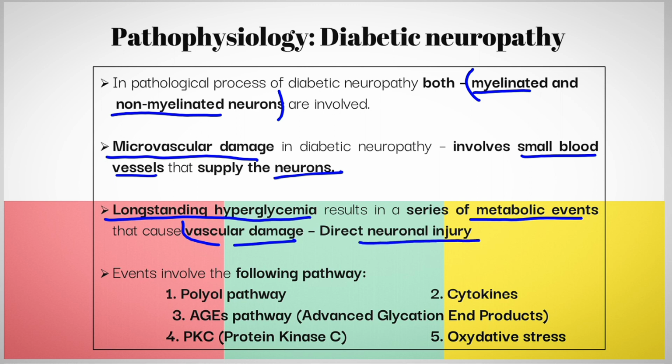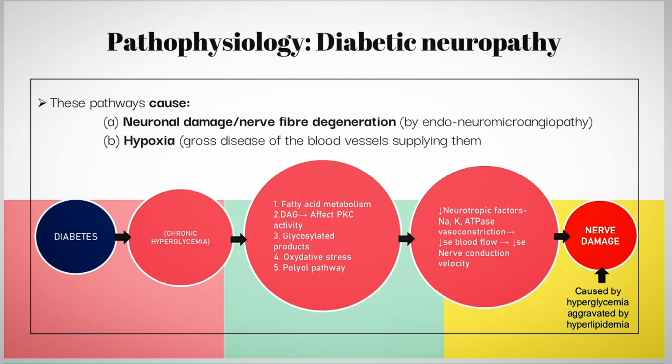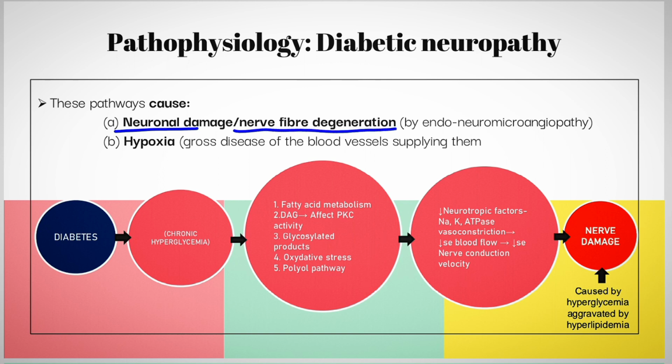In diabetic neuropathy, various pathways are involved. Some of them are the polyol pathway, the cytokines, advanced glycation end products, protein kinase C, and oxidative stress. All these pathways are involved and cause degeneration of the neurons, or nerve fiber degeneration.